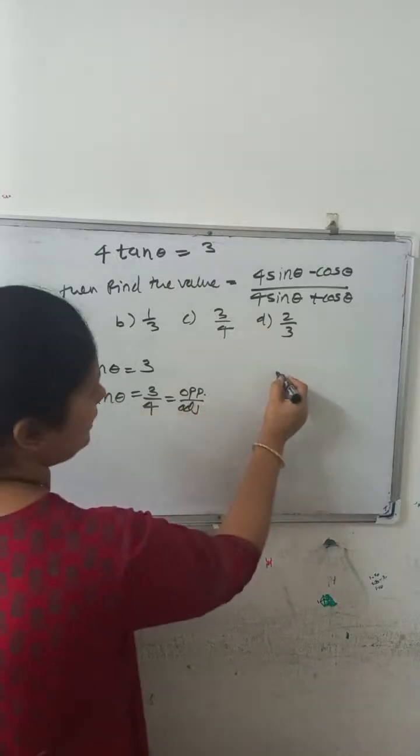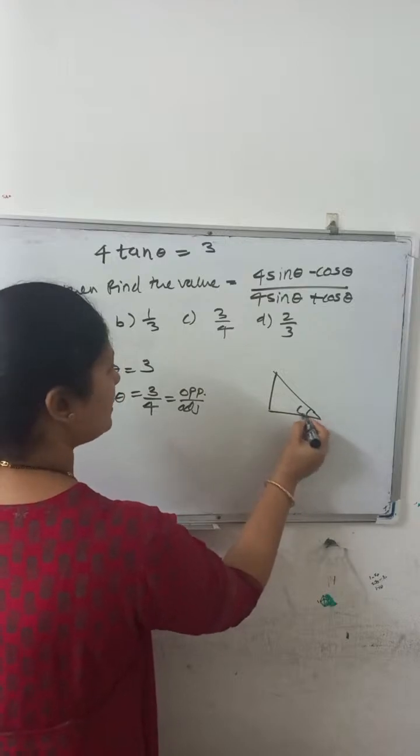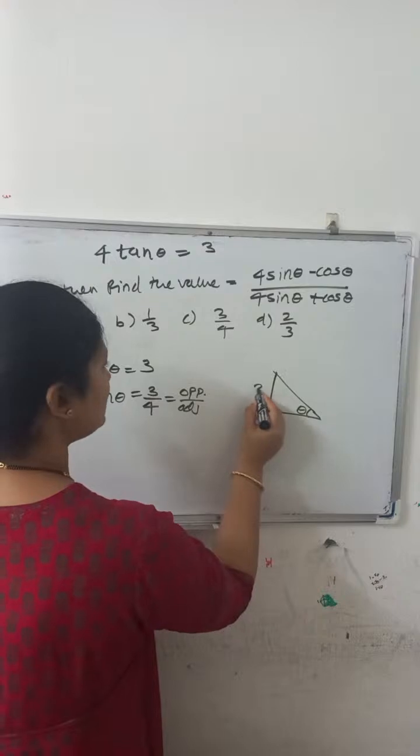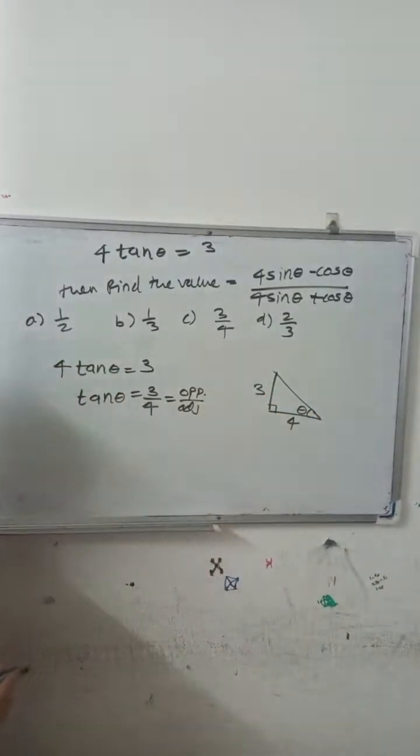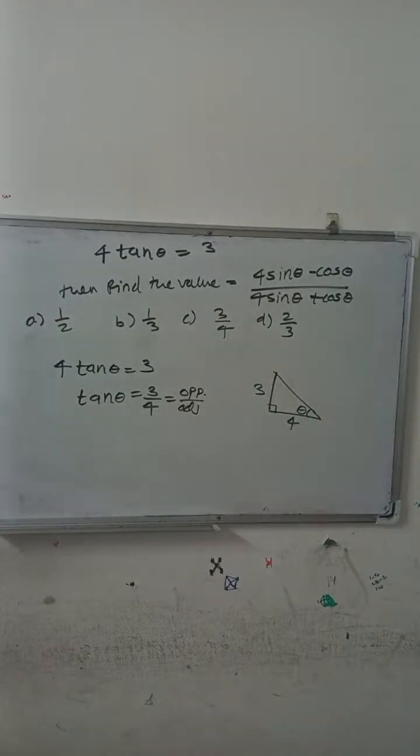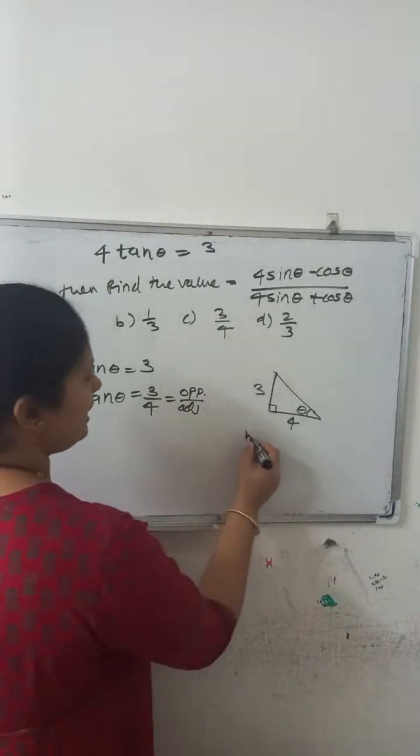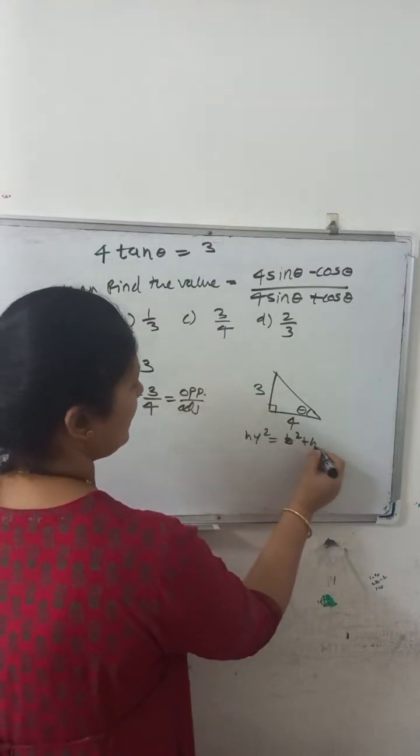So draw one right angle triangle here for your understanding. If you are taking this as theta, this is 90. So opposite side is 3 and adjacent is 4. So you have to calculate the hypotenuse. Those who know the Pythagorean triplets can directly write. Those who don't know can go for Pythagoras. How to apply Pythagoras? Hypotenuse square is nothing but the base square plus height square.